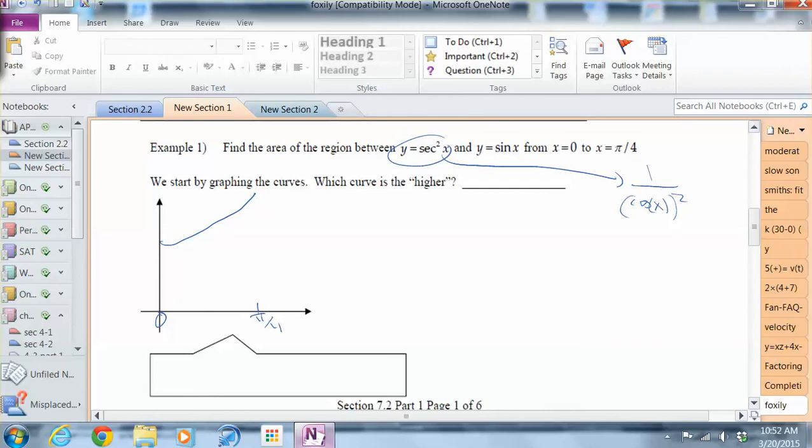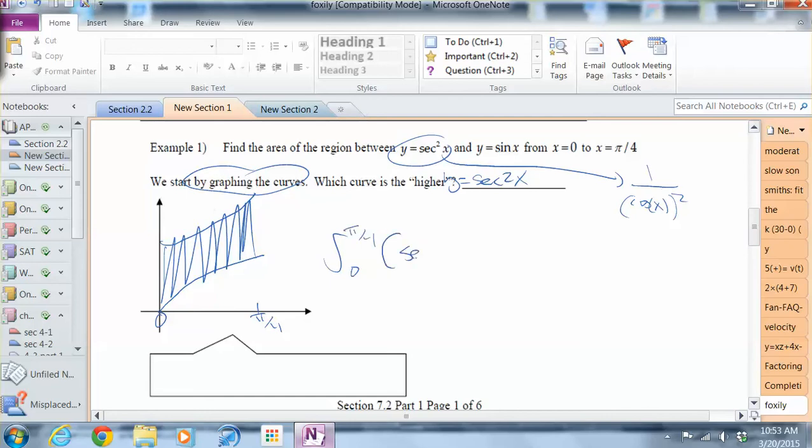And sine x, hopefully you realize, is just kind of like that, and we're looking for the area between the two curves. So again, I started by graphing the curves and doing some shading. Of course, the one that's higher is secant squared x, or y equals secant squared x. So if I want to find the area between the two curves, I'm just going to integrate from 0 to pi over 4, make sure that secant squared x is the upper curve minus sine x, which is the lower curve, times dx. So secant squared x is upper, sine x is lower. And we see that visually.